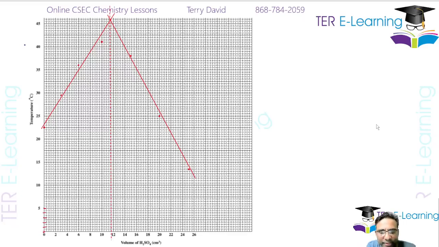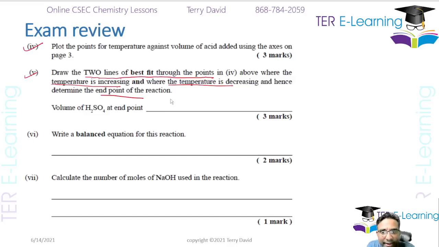So what you're doing, you're just reading off this value here. This value here is what I'm reading off. So you need to be able to read that value. From that graph there, I'm getting 11.8. So the answer for here is going to be 11.8 cm3. So this is one way we can find the endpoint of a titration, and this is what we call a thermometric titration, guys.